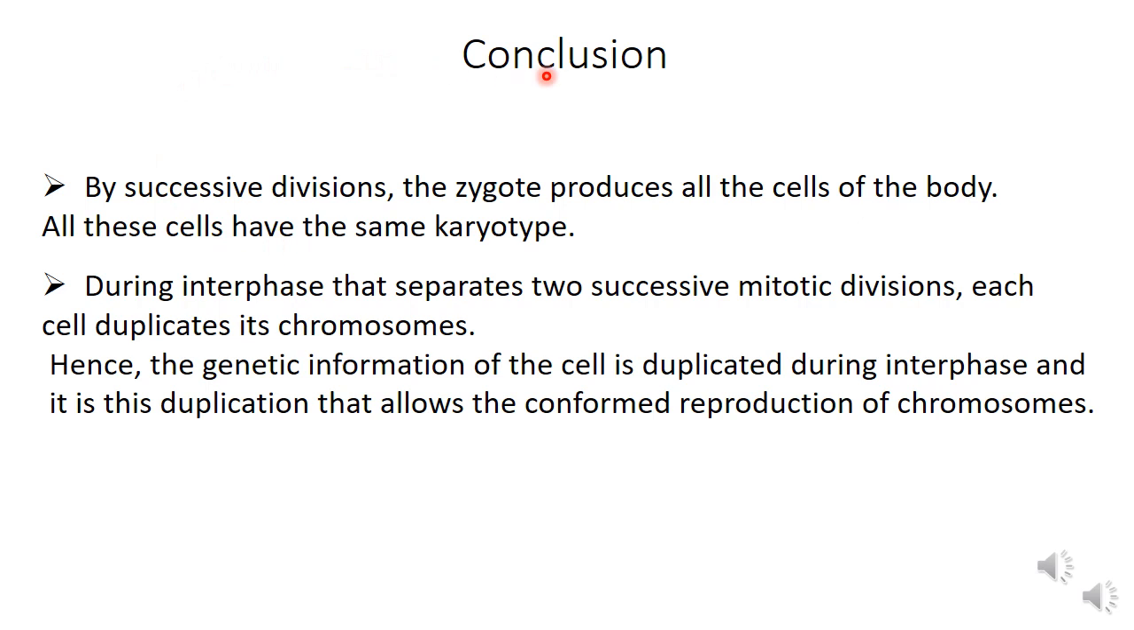Okay, so to conclude, by successive divisions, the zygote produces all the cells of the body. All these cells, of course, always remember, except gametes, have the same karyotype. During interphase that separates two successive mitotic divisions, each cell duplicates its chromosomes. Hence, the genetic information of the cell is also duplicated during interphase. And it is this duplication that allows the conformed reproduction of chromosomes.